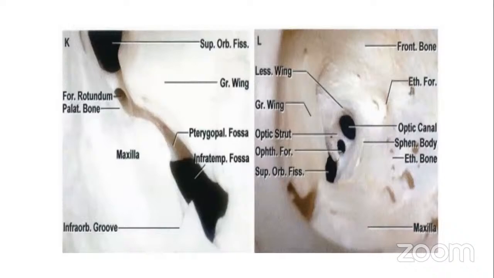Moving on to the orbital aspect of the right inferior orbital fissure. The inferior orbital fissure has long anterior and posterior borders and narrow medial and lateral ends. The long posterior edge is formed by the greater wing, as shown here. The long anterior wall is formed by the orbital surface of the maxilla, except for a short posterior segment formed by the orbital process of the palatine bone.